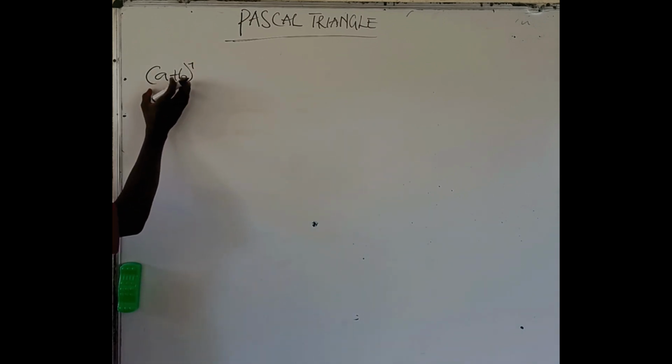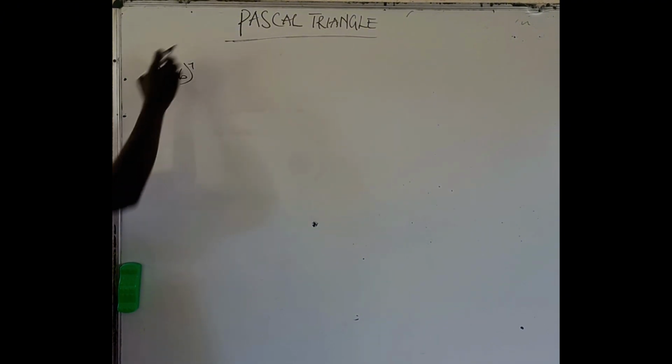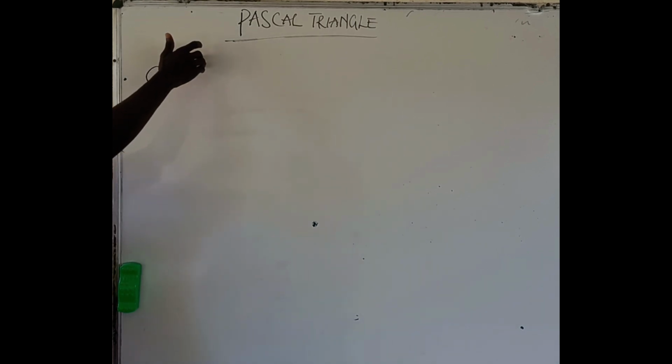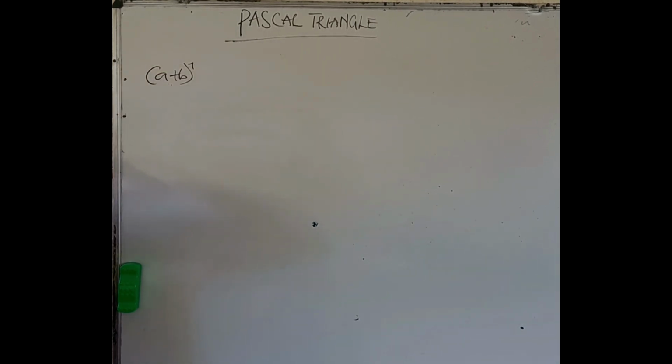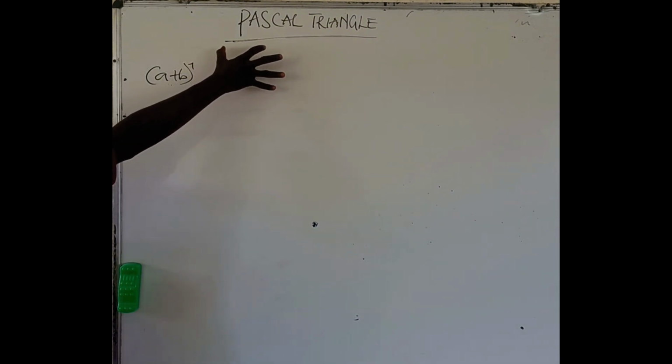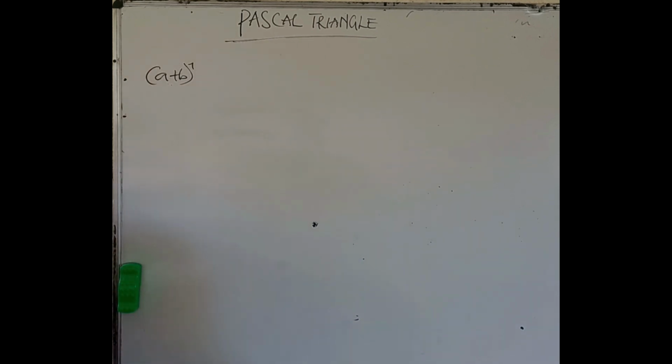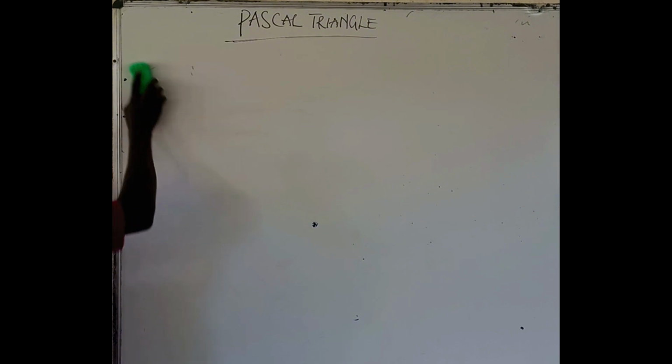It means you should expand a plus b into what? Into 7 places. If you are going to do this, it's going to take more of your time. But with the help of Pascal triangle, you can easily get a plus b raised to the power 7 using the coefficient of the Pascal triangle. Now, let's look at the example.